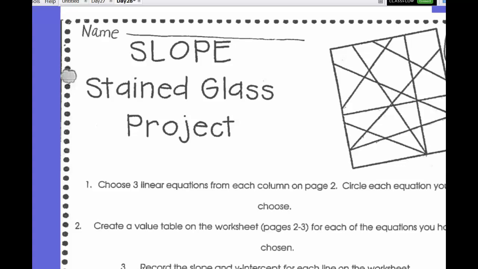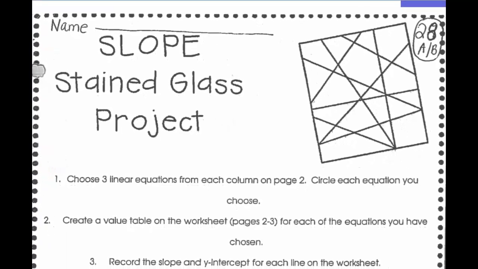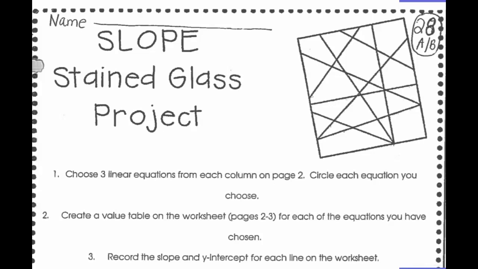Hey guys, today we're going to talk about the slope stained glass project that we're going to be working on. Okay, so just to clarify, it says number one, choose three linear equations from each column on page 2. Circle each equation you choose.